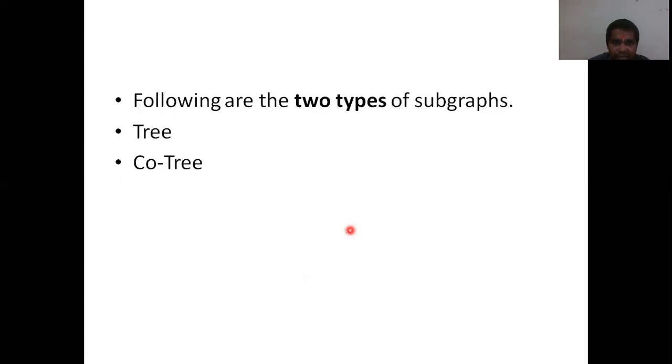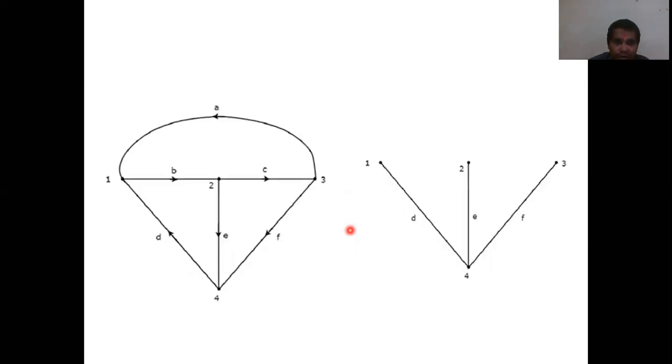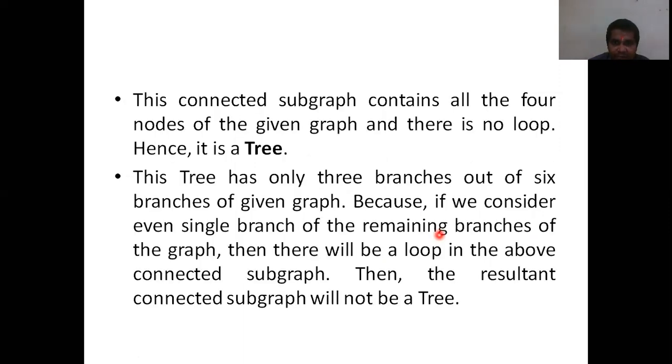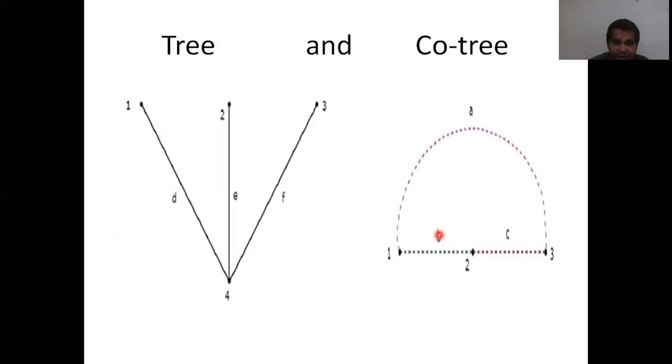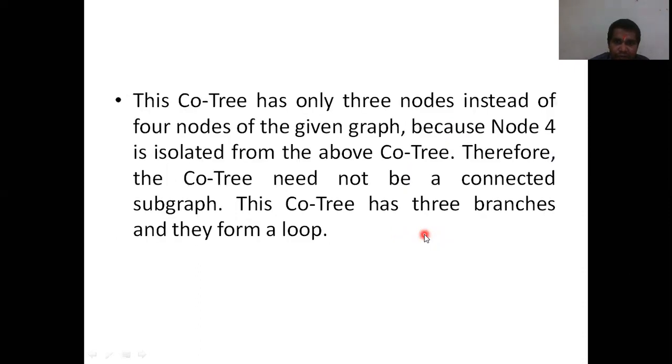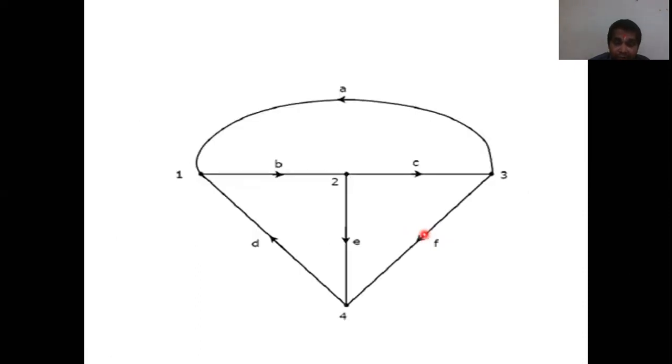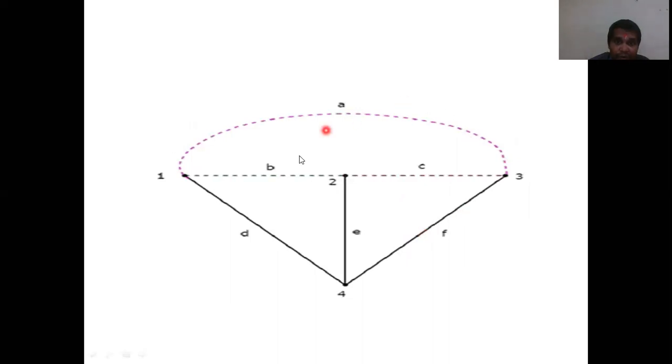Tree means the nodes of the original graph come in the tree and all the nodes are connected with the branches but no closed loop. And tree branches are also called, which one? Tree branches are called twigs. Core tree branches are nothing but the branches which do not appear in your tree. So when we make the tree and the core tree, you will have it like this. For all cases of graph theory concepts, we have to make a tree and core tree.